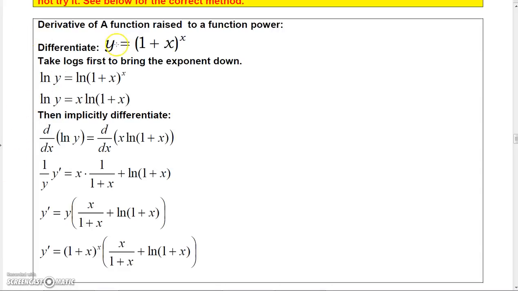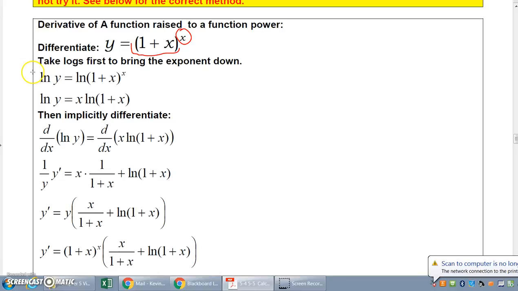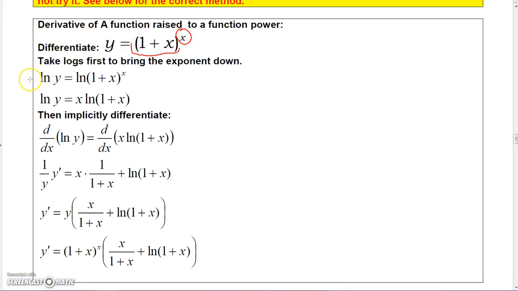So here I have y equals 1 plus x, so that's not a constant, that's a function, raised to the x, so that's raised to a function. Okay, so you cannot use any of the rules we've talked about so far, but there is a way to attack this. And it's kind of the way I developed the formula for the exponential functions. So what I'm going to do first is take the natural log of both sides. Now, remember, using the power rule, I can bring the x down and write it as a factor. So now I have natural log of y equals x times natural log of 1 plus x.